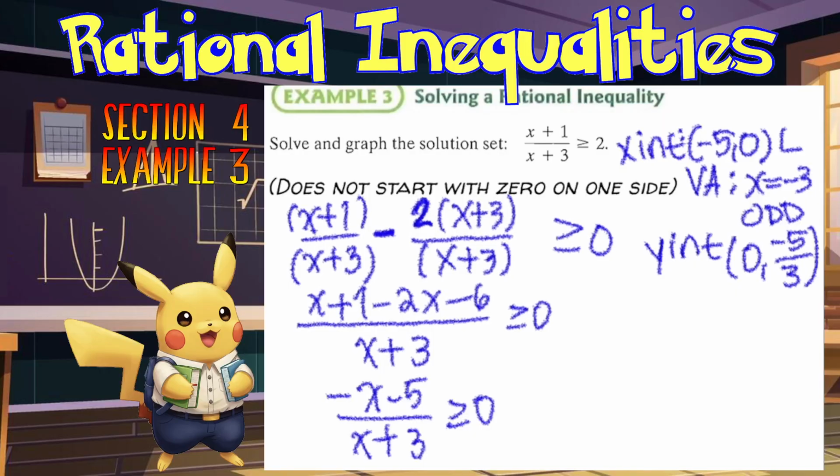Negative 5 thirds is negative 1.6 repeating. And my end behavior, leading term over leading term, y equals negative 1. Careful you don't accidentally put positive 1. I kind of see things like that more often than not.